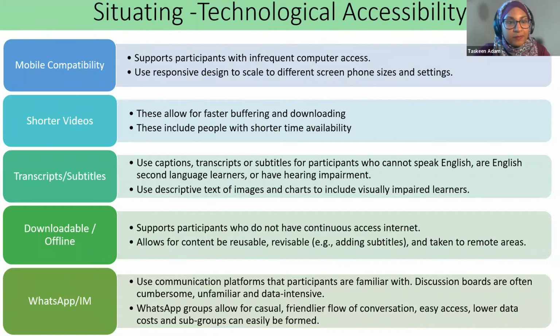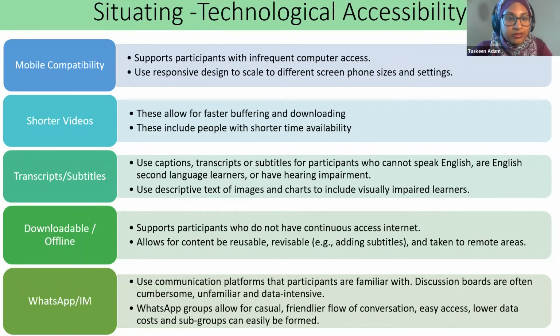So, situating the MOOC. The main focus here is technological accessibility, and the different ways in which you can support including participants based on their access. Some of the main things that have come up in research are designing for mobile compatibility, for example using responsive design techniques that size to different phones and phone settings, and using shorter videos. This helps with buffering and downloading, and it also includes people who have shorter time availability.